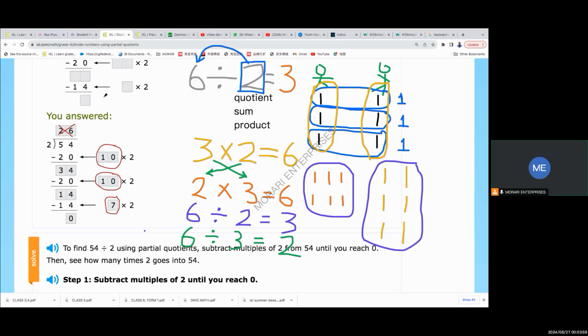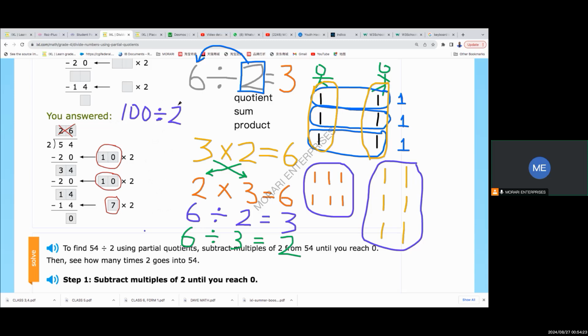But what if I say 100 divided by 2? You don't have all the time of the day to quickly share 100 oranges to 2 students. You're writing like 1, 2, 3, 4, 5, 6 to 100. It's a lot. So what do we do?